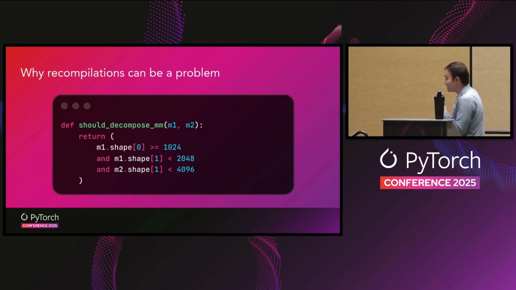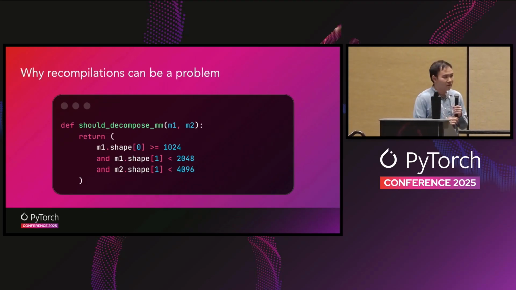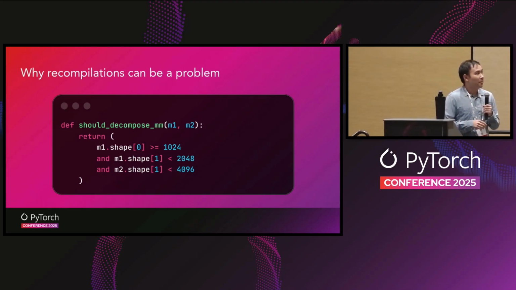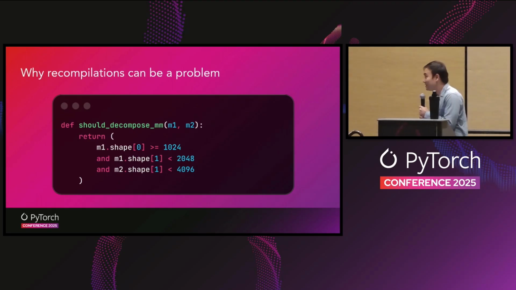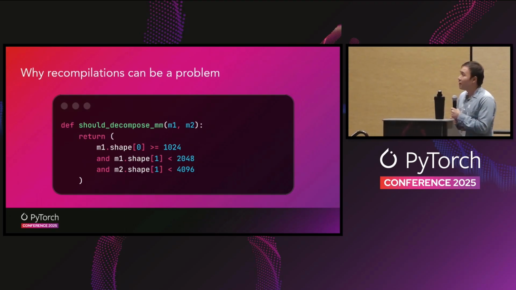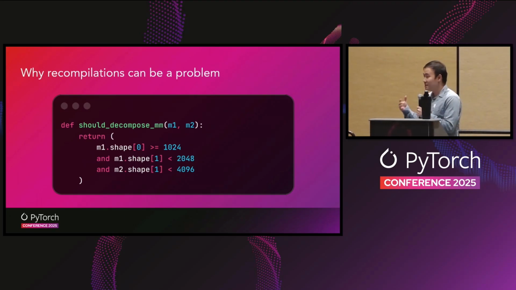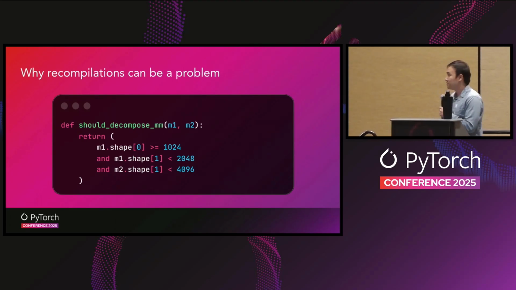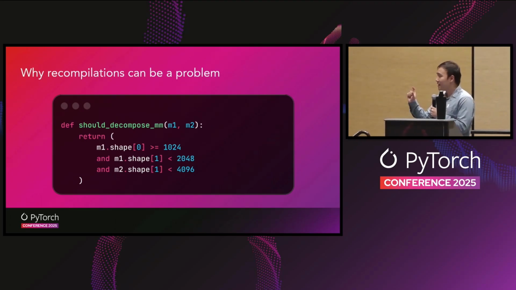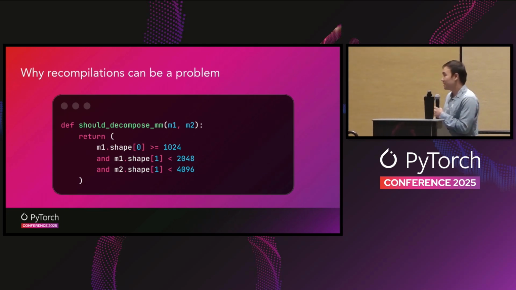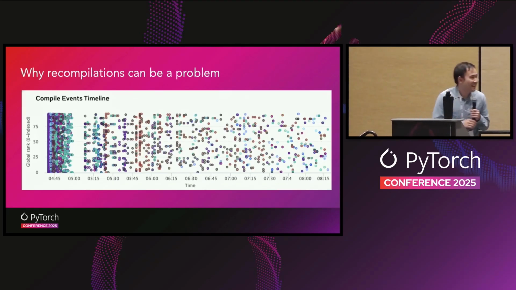Okay, so now we understand the general trade-off between compile time and recompilations. What are some other considerations? So this is actually a real-world example we saw internally, where there was a machine learning engineer who came up with this idea to decompose matrix multiplications. And so they implemented this as an FX graph pass, where they checked the shapes of the matrices, and if it conformed to certain sizes, it would decompose it. And after this shipped, this caused some problems.